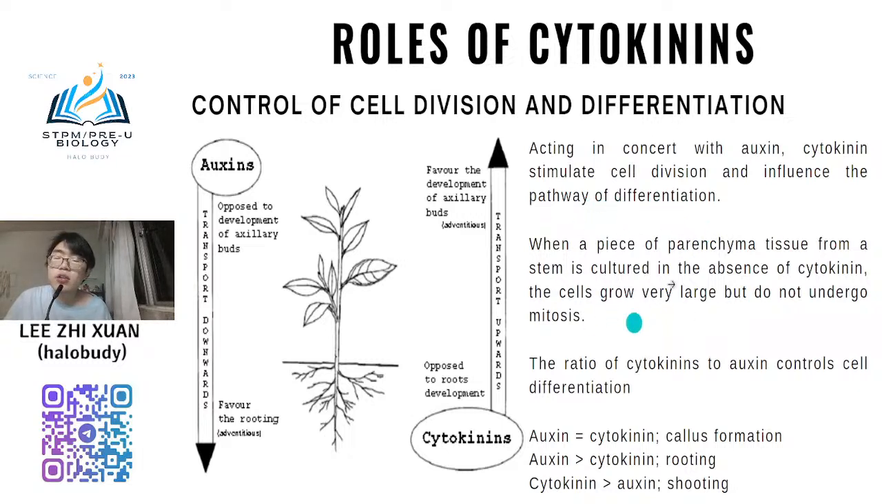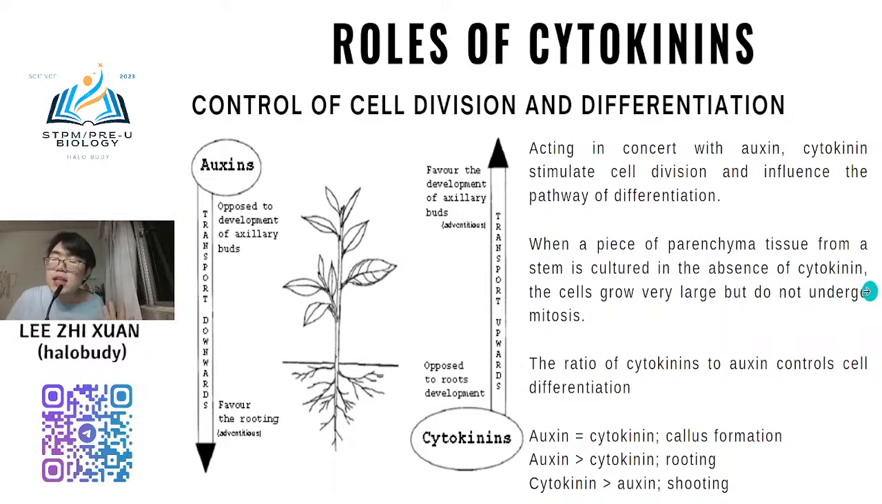So normally when the plant cell is cultured in the absence of cytokinin, the cell will grow very large but does not undergo mitosis. So this is the key point that I want to tell you. Meaning that auxin only grows the cell very large. The cell number still stays as what you placed. Maybe you place 10 cells, then finally you only have 10 cells too, but the cell size will be very large.